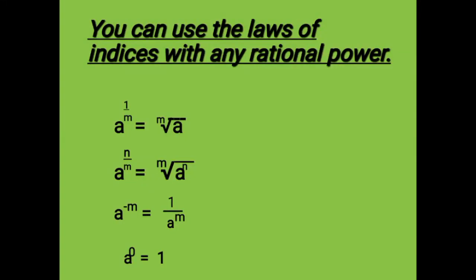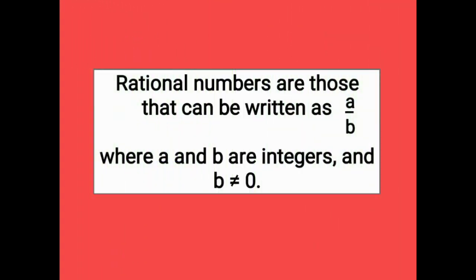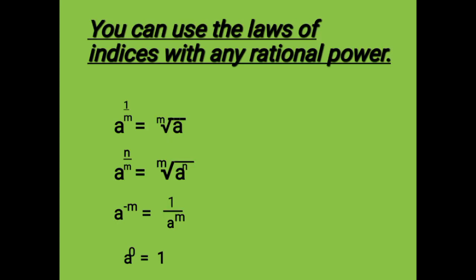Indices can be negative numbers or fractions. You can use the laws of indices with any rational power. Rational numbers are those that can be written as a over b, where a and b are integers, and b can never be equal to 0. When the index is a fraction, the denominator of the fraction is the root of the number or letter, and the numerator of the fraction is the power to raise the answer to.